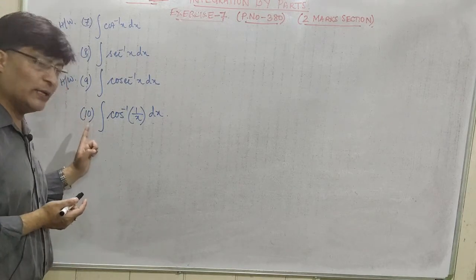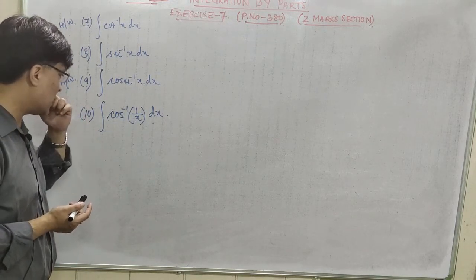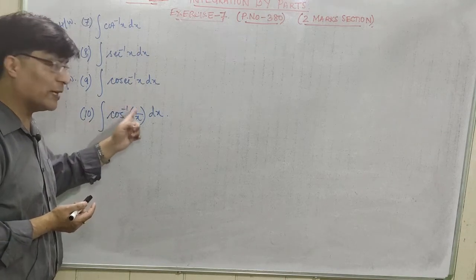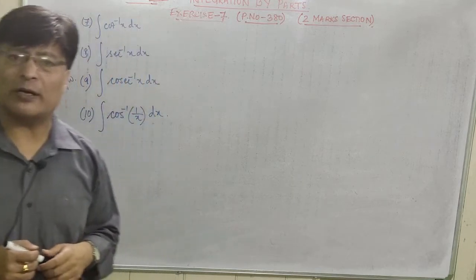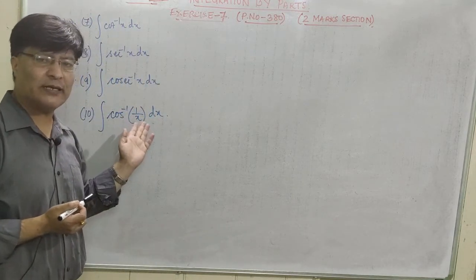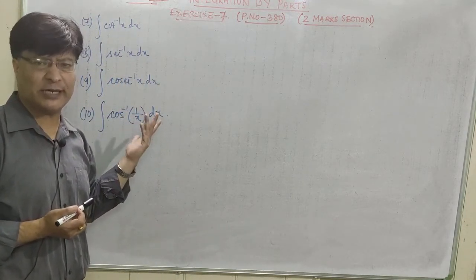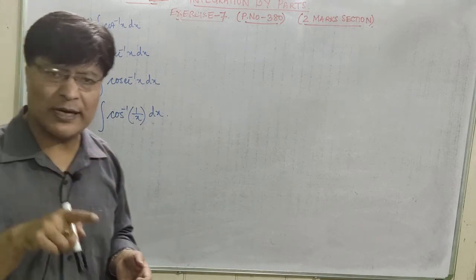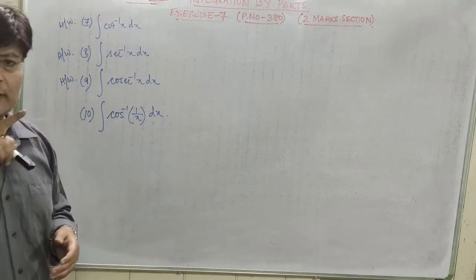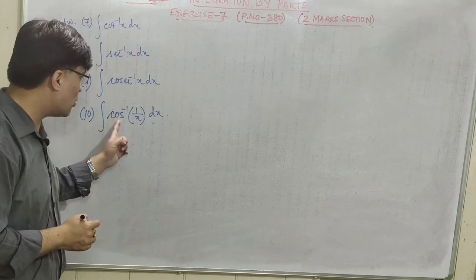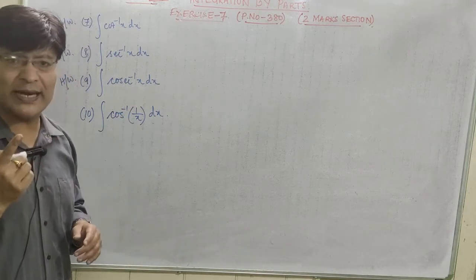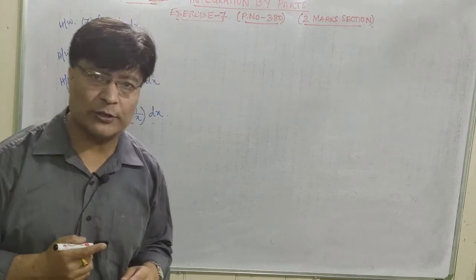So you have to evaluate this integration, that is integral sine cos inverse within bracket 1 upon x dx. So if there is cos inverse 1 upon x dx, how can we simplify it? We can write it in terms of sec inverse x. What is cos inverse 1 upon x? It is sec inverse x. What is cosec inverse 1 upon x? It is sine inverse x. So similarly, what is cos inverse 1 upon x? You know that cos and sec are opposite function.